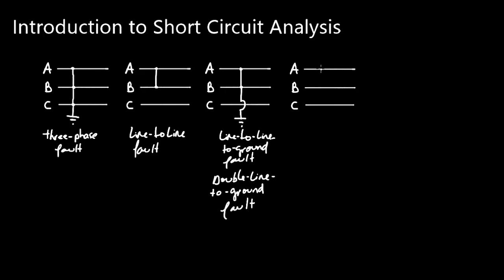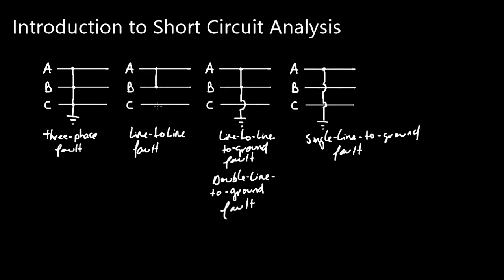And then lastly, you can have a single phase to ground fault. Basically only one phase, or only one conductor, gets shorted to ground. So this is called a single line to ground fault.